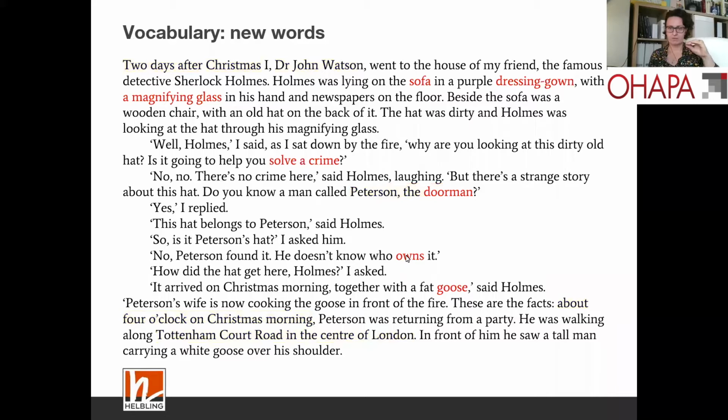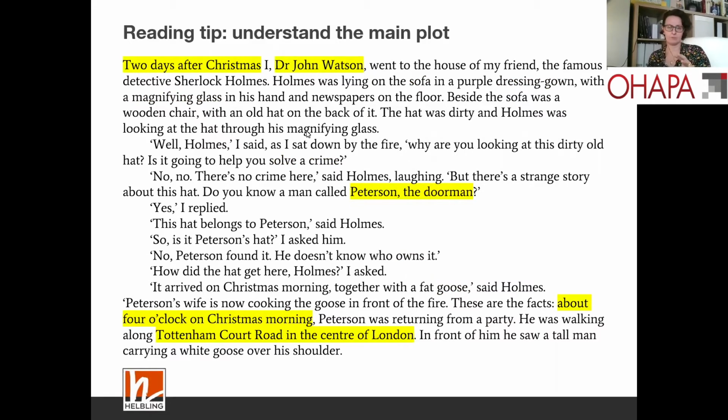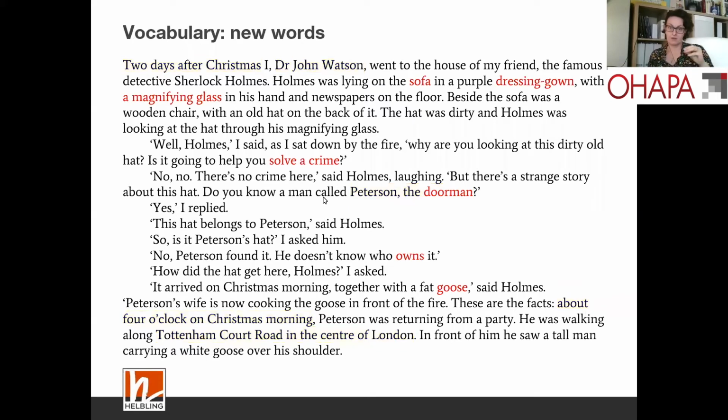The next step can be, moving on from the yellow highlighted factual information, this is a bit like exam preparation as well, because you are scanning the text for information here. So while you are reading a classic and you become familiar with a classic story, you are also doing some serious preparation for exam style reading. Then you move on to new words. So the ones you have already introduced through the illustrations are now on the page. So you can look at dressing gown, magnifying glass, solve a crime, a doorman, owning something, and a goose. So you focus on these little bits.